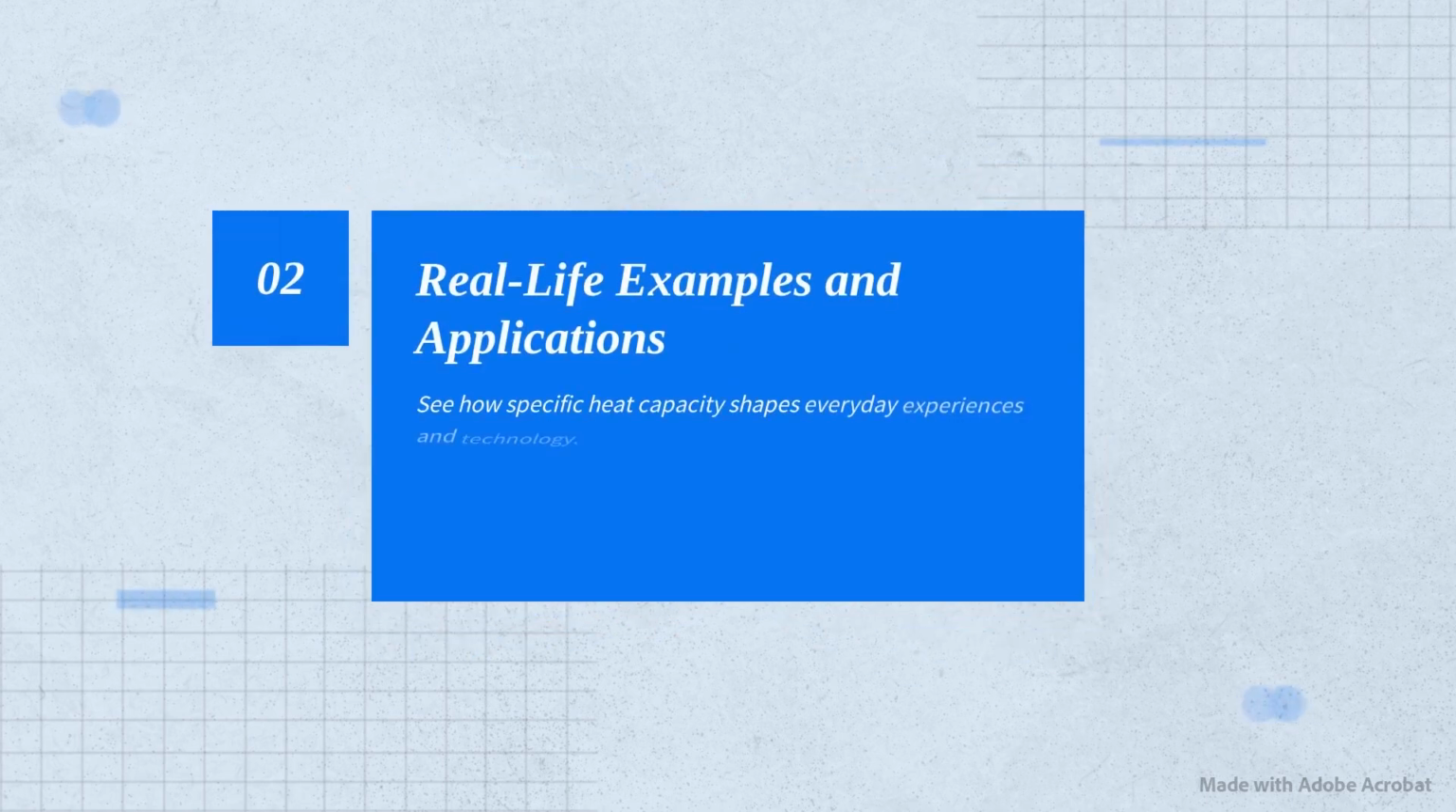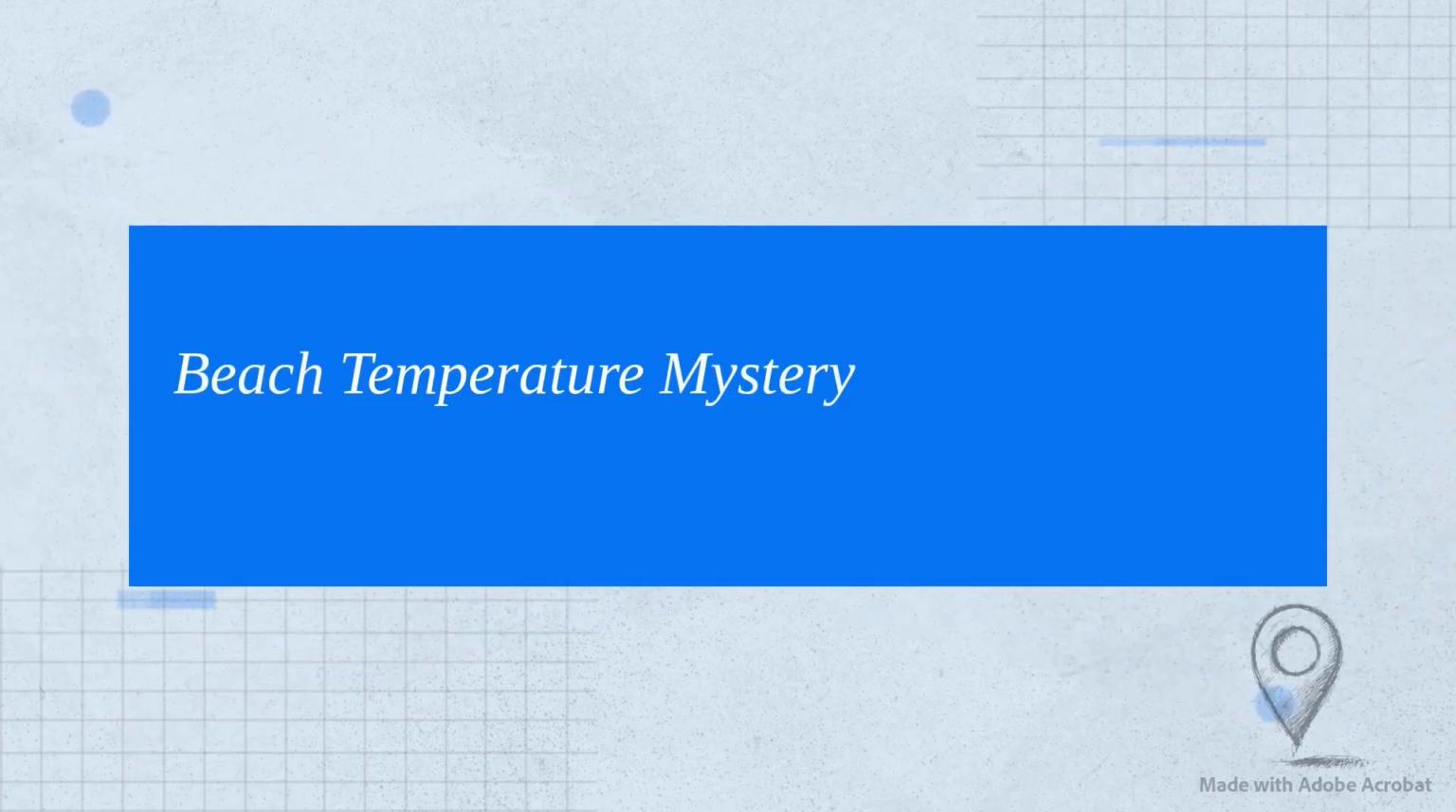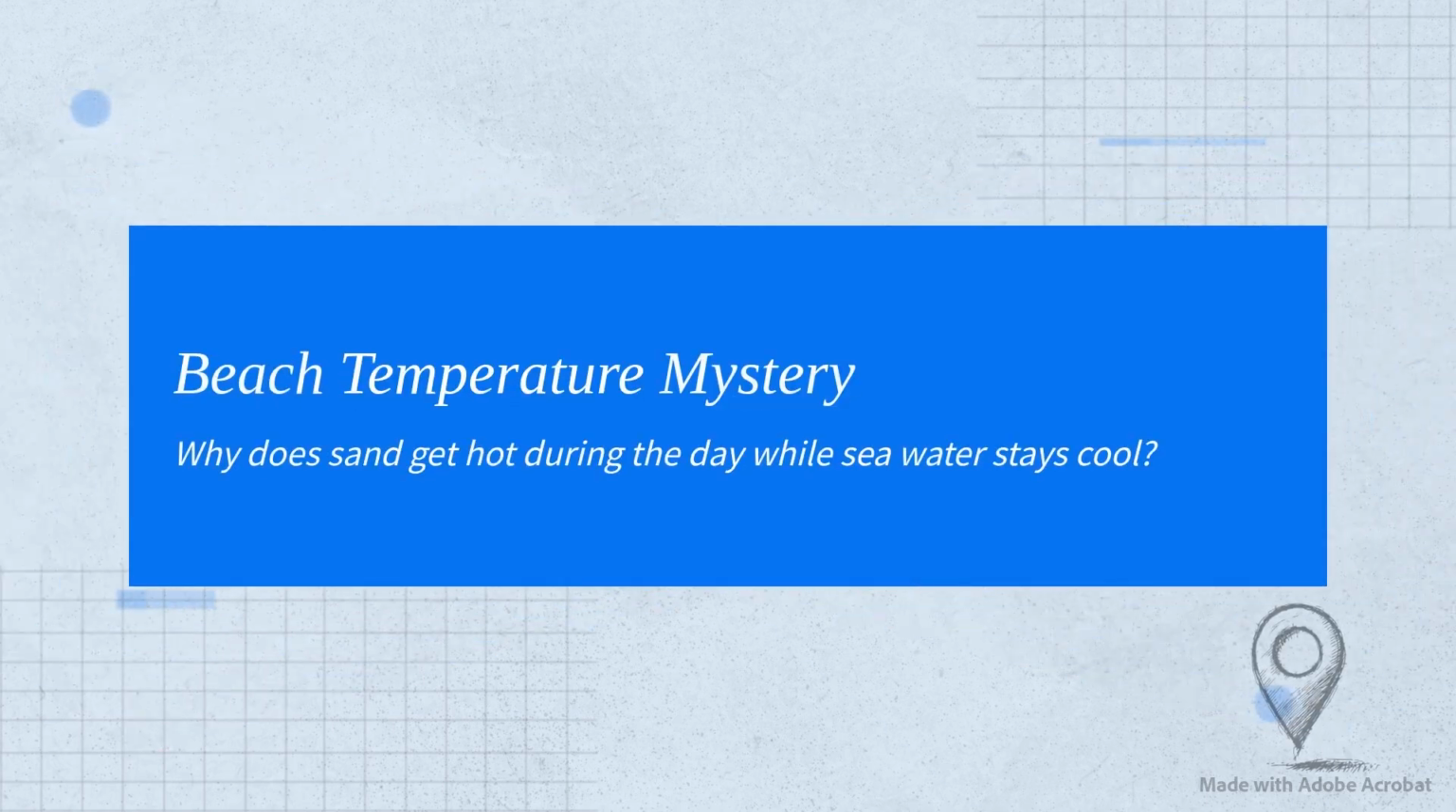Now that we've defined specific heat capacity, let's see how it plays out in real life. From boiling water to climate control, these examples reveal its practical impact. Imagine spending a day at the beach. You notice the sand is scorching hot, but the seawater feels refreshingly cool. This everyday puzzle is a perfect example of how specific heat capacity affects our environment. Let's explore why this happens and what it means for our comfort and climate.